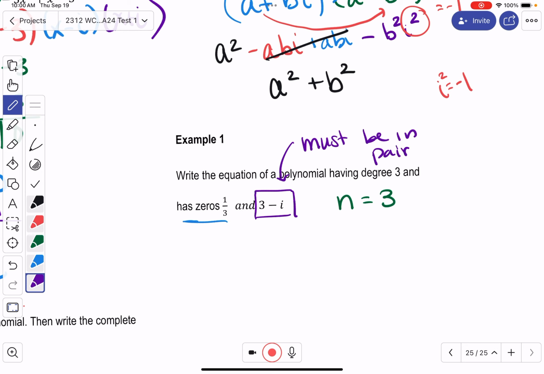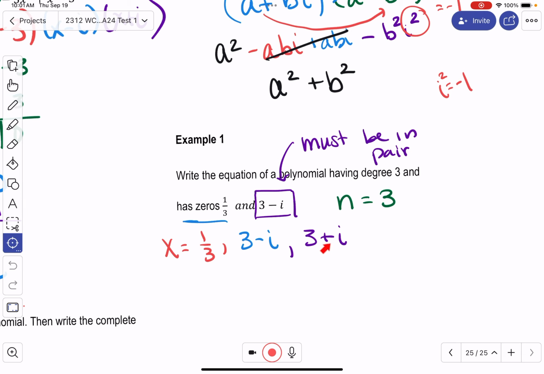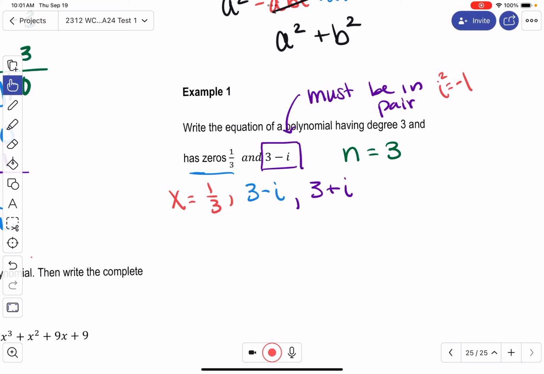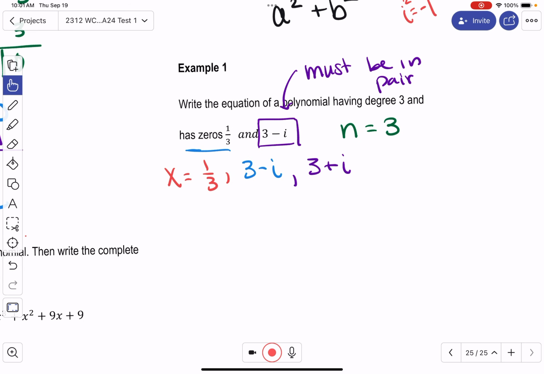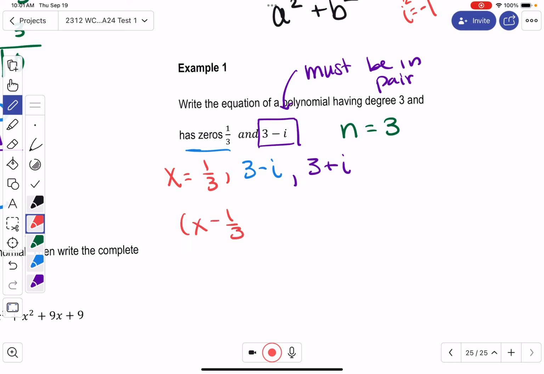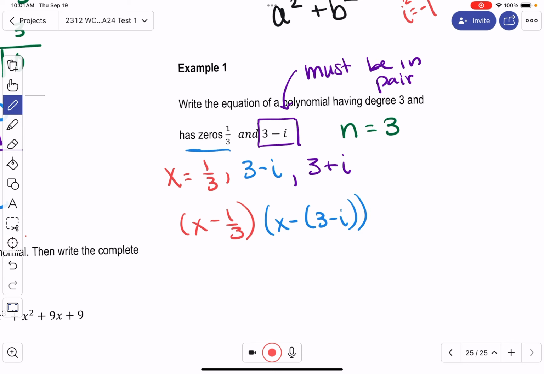And we're going to use this conjugate to write the pair. So my actual zeros are 1/3, 3 minus i, and then the conjugate for that is 3 plus i. The conjugate just changes the sign in the middle. It doesn't change the sign in the front. And so when I write this now, I get x minus 1/3. You're writing the linear factorization again. x minus (3 minus i). And notice how I wrote this as x minus because it's always x minus. And then you're writing x minus (3 plus i).